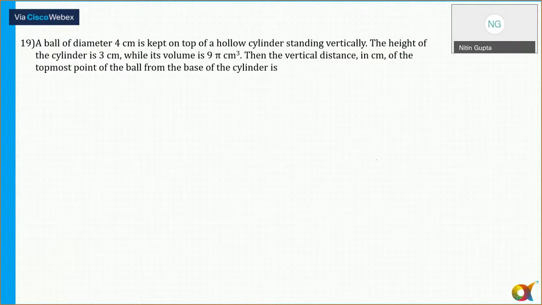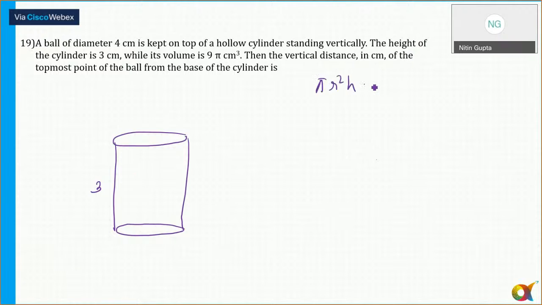19th. A ball of diameter 4 centimeter is kept on the top of a hollow cylinder standing vertically. So there is a hollow cylinder like this. The height of the cylinder is 3, and its volume is 9 pi. So volume of a cylinder is pi r square h, with h equal to 3, which is equal to 9 pi. So r square is equal to 3, or r is equal to root 3. So the radius of this is root 3.